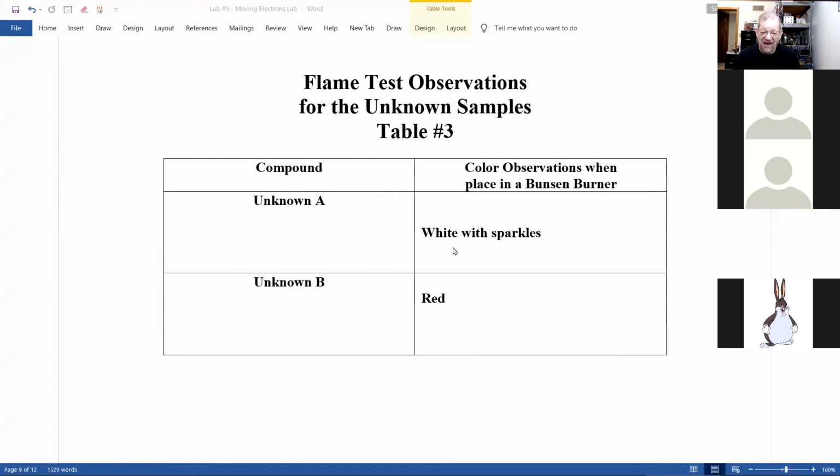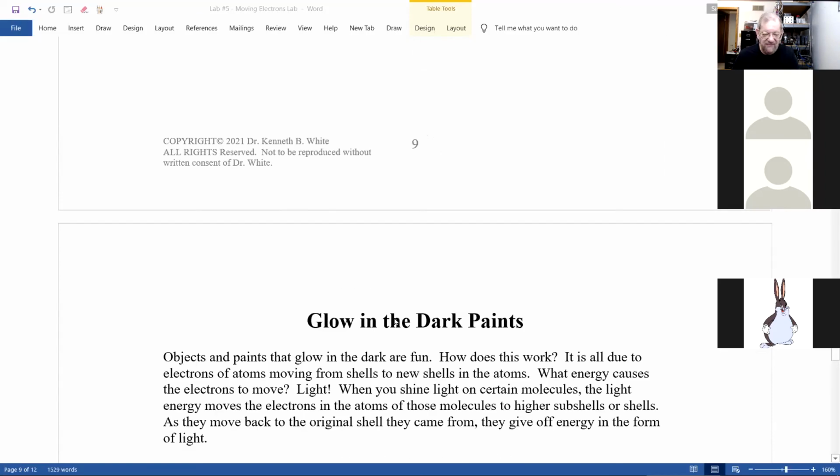And unknown A, when you do it, it's white with sparkles. Unknown B is red. And later on, the questions I'll ask you, what's the identity of unknown A and B? It's in your table, first table, part A. One of those is A, one of those is B. And by this color, you can tell which is which.